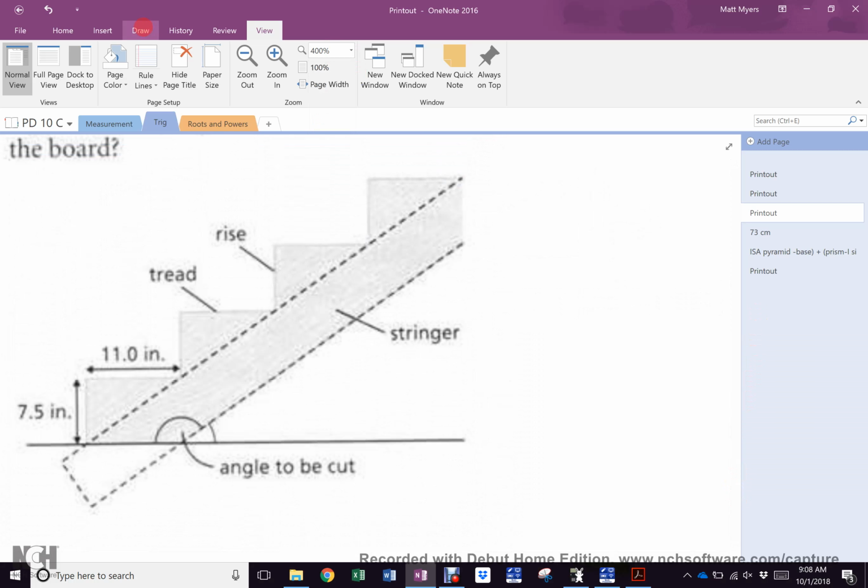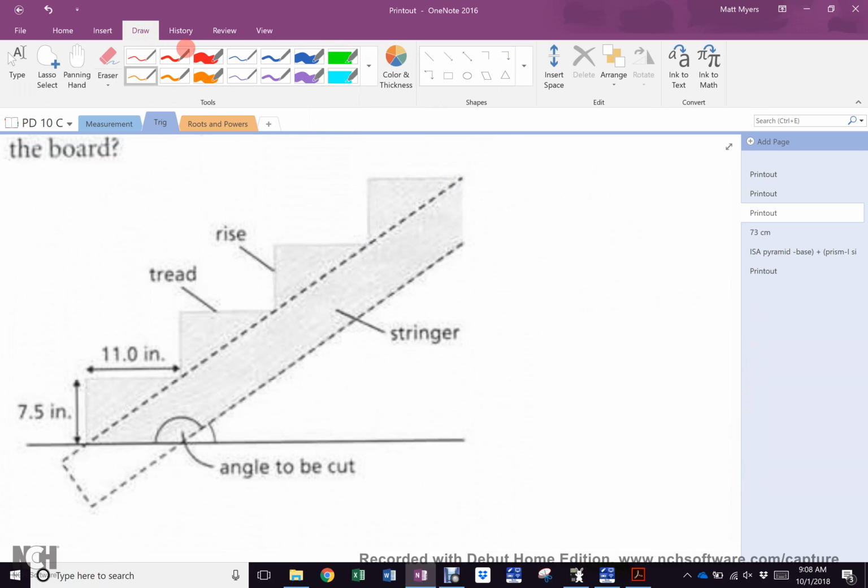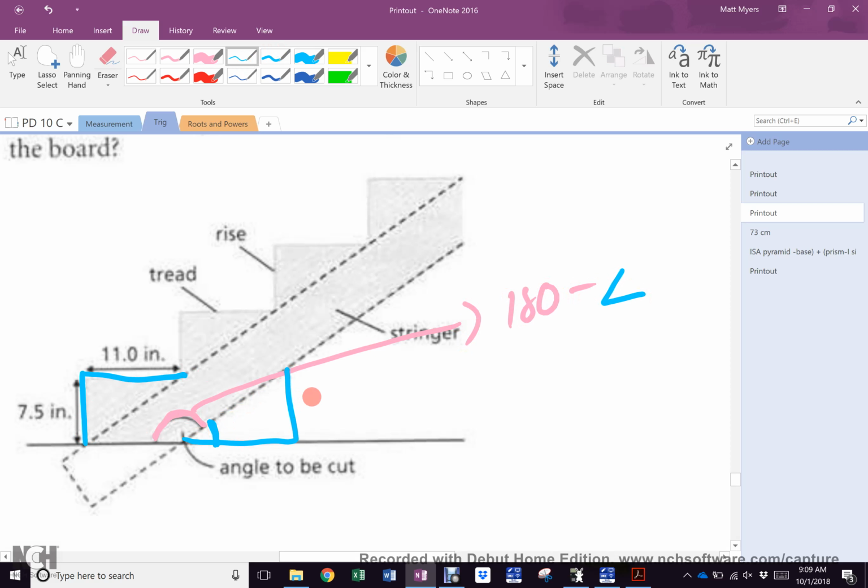How do I find... No, you had to do number 19. How do I find that angle? It's 180. The pink is 180 minus the blue angle, right? How do I find the blue angle? Well, if this is 7 by 5 and that's 11, then what is this? 7.5. And what is this? 11. And then that makes this theta, doesn't it?